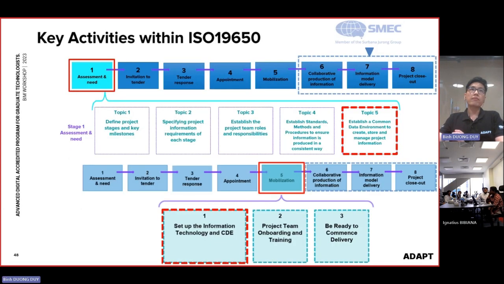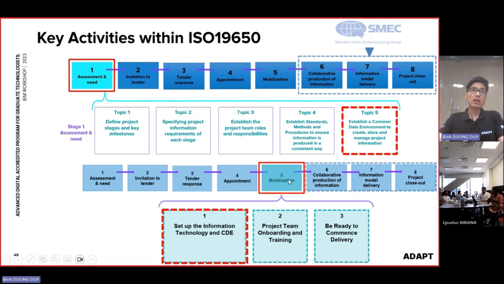So the CDE has to be built up from the early stage, from stage number 1, the stage where there's only the client working, no consultant, no contractor, no vendor, only the owner. When they are developing the project, they already have to build the CDE to help them manage the project data. And in stage number 5, where we have already finished the appointments, we need mobilization, meaning we set up the team, we set up the project production teams. The team will be gathering and starting with the production work.